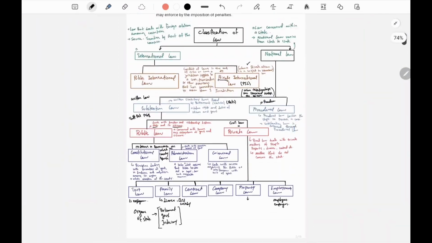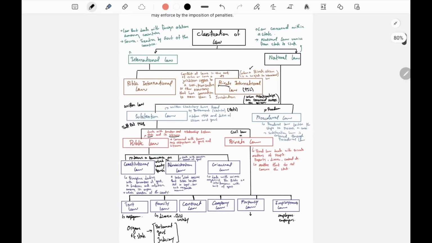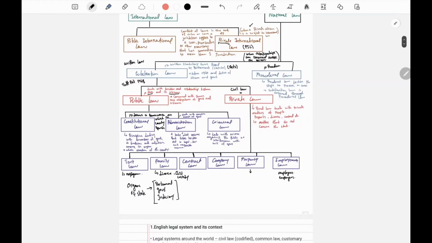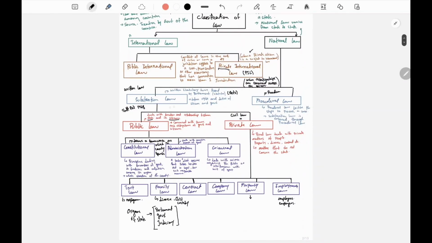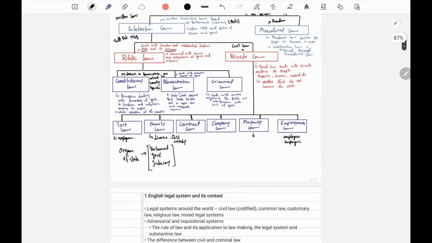Right. This is basically the classification of law. If you can understand now, we have international law and national law. Following international law, we have public international law and private international law. Following national law, we have substantive law and procedural law. Following substantive law, we have public law and private law. Following public law, we have constitutional law, administrative law, and criminal law. And following private law, we have tort, family, contract, and so on.